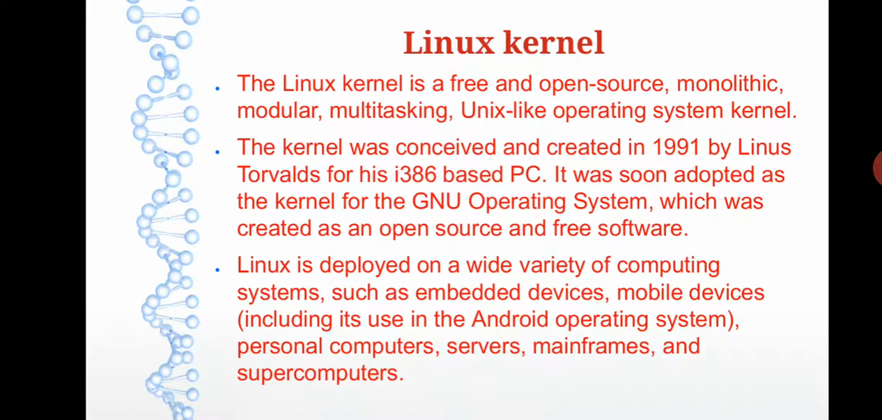Now you have something called the Linux kernel. The Linux kernel is a free and open source, monolithic, modular, multitasking, Unix-like operating system kernel. It is a set of code. See, the kernel is actually developed using the C language. That is the reason why I said C is the base for almost everything.